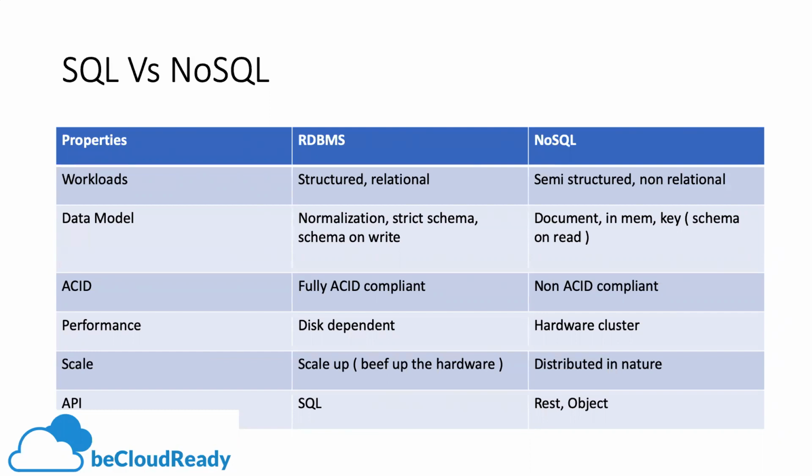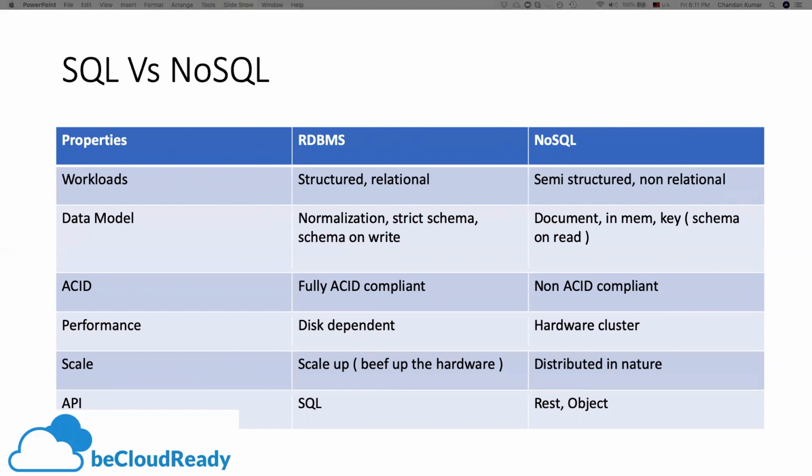ACID compliance. ACID compliance is a very popular term in SQL databases. When you do a query on a SQL database, it gives you a certain kind of guarantee, like what features it's going to provide you. This is how it actually compromises the performance.